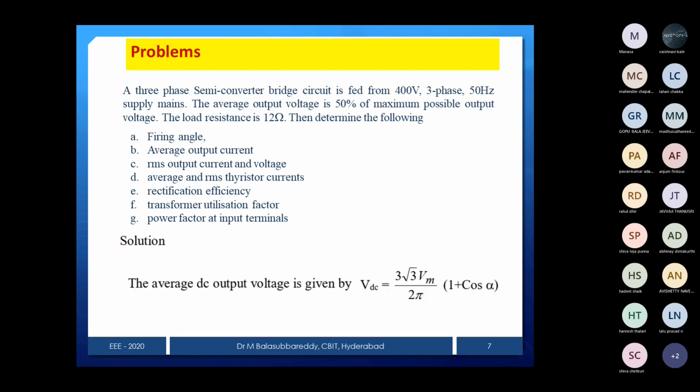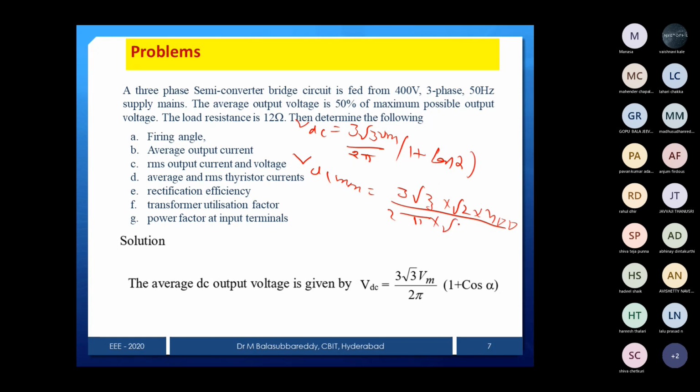All these things are required. Now, as you know this is our expression, because it is a three-phase semi-converter, VDC is nothing but 3 root 3 Vm by 2 pi into 1 plus cos alpha. Now I want VDC maximum. How will you get it? Put 3 into root 3 into Vm, which is root 2 into 400 by root 3, into 1 plus cos 0. If you solve this, you will get VDC maximum, some voltage.